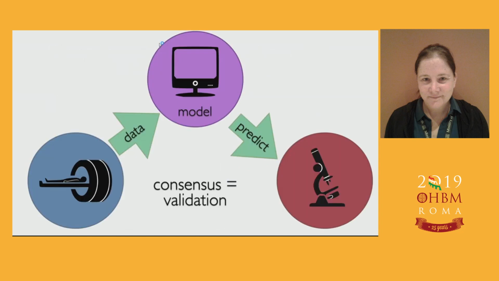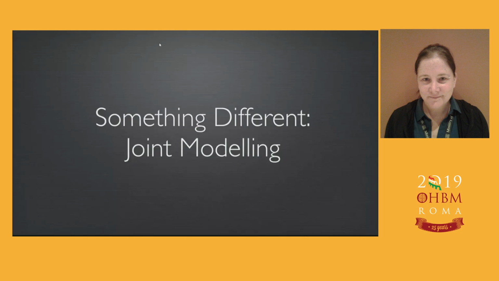So what's this giving us? Well, by sending the data from MR through a model and predicting the microscopy signal, we were not guaranteed to find some sort of agreement, even if there's an indirect relationship between the two. So by achieving consensus, we're able to achieve a validation.